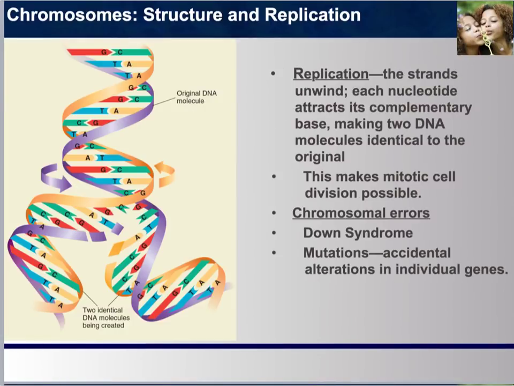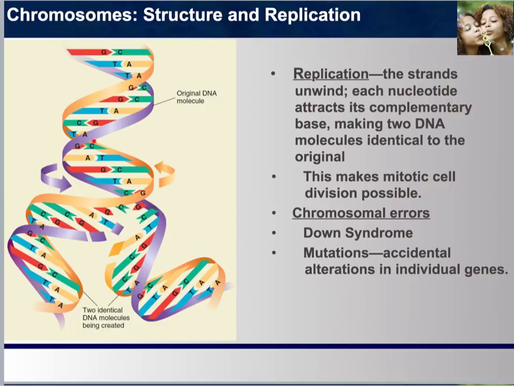Mitosis is made possible by replication of the chromosomes. DNA replication basically occurs as the 2 strands of the original DNA molecule unwind, and this is your DNA right here. There are 4 nucleotide bases that you see here: adenine, guanine, thymine, and cytosine. And these 4 nucleotide bases on each strand attract free-floating complementary bases. And so you can see right here this unwinding.